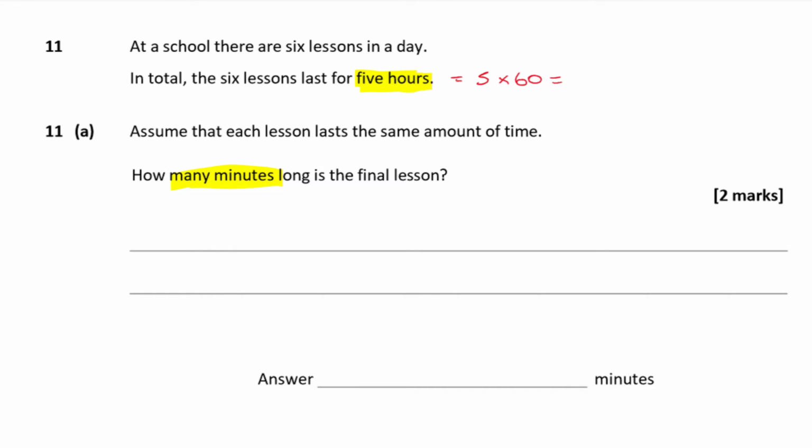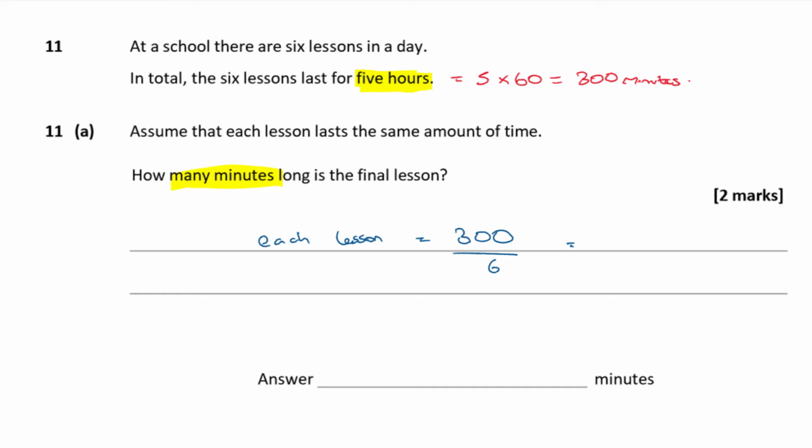So 5 lots of 60, that's 300 minutes, isn't it? Okay, so I'm just going to do that unit conversion first. And then if I've got 6 periods and I want to work out how long each one is, then each lesson is going to be the total amount of time for the day, which is 300, divided by the total number of lessons, which is 6, and 6 goes into 300, I know, 50 times.